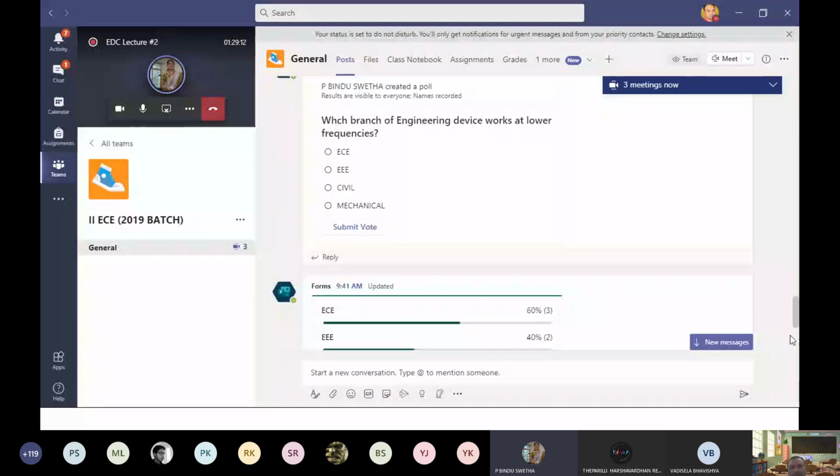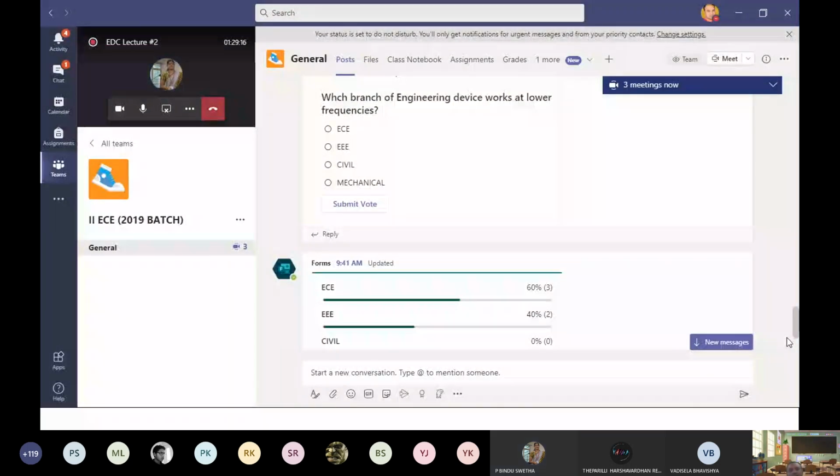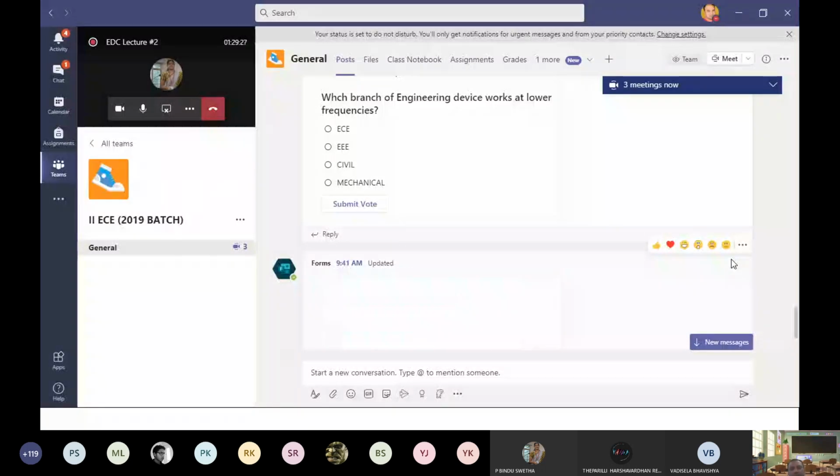Oh, very good. Dear students, take this poll. Second poll: which branch of engineering device works at lower frequencies? Please, everyone should take the poll. Otherwise, you are said to be idle. Those who are idle and those who are listening to the class, all the information will be observed here in Microsoft Teams.